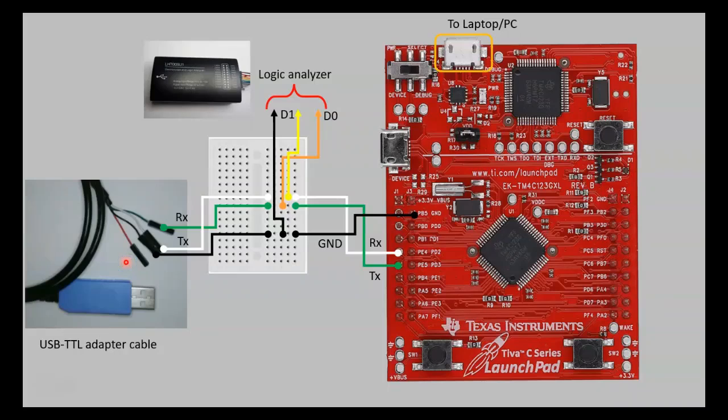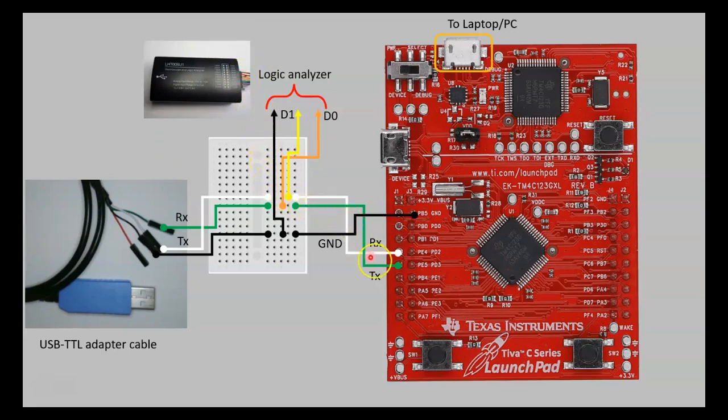Demonstration. Now this is my hardware setup. I have the Tiva C series board, a mini breadboard, some male to female jumpers, the USB TTL adapter cable, and a USB logic analyzer.